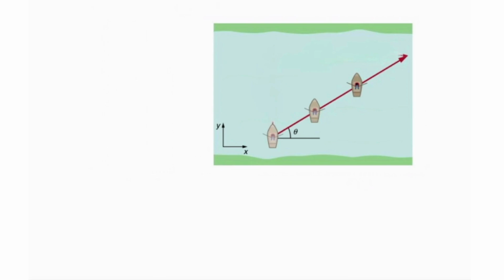You are rowing a boat across a rapidly flowing river. You would expect the boat to head directly to the other shore, but instead you notice that the boat is moving diagonally relative to the shore. Why is that? The reason, of course, goes back to a concept called relative velocity.